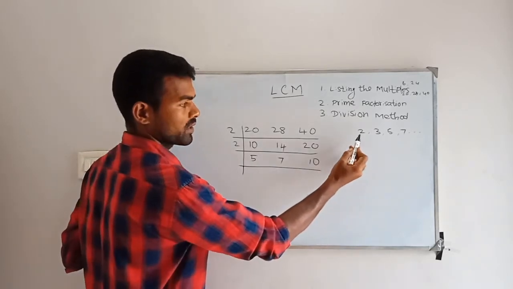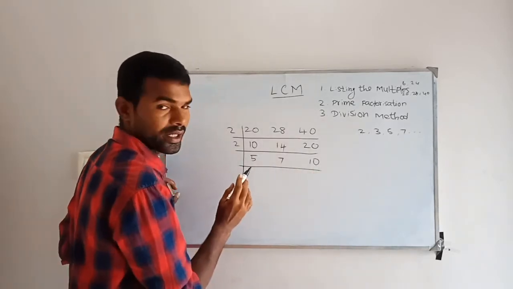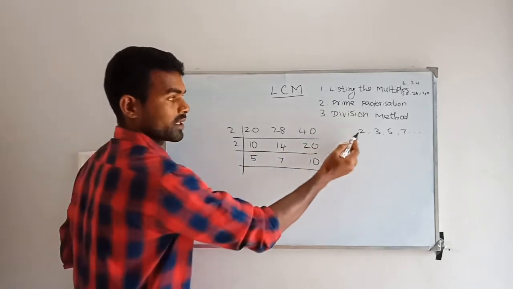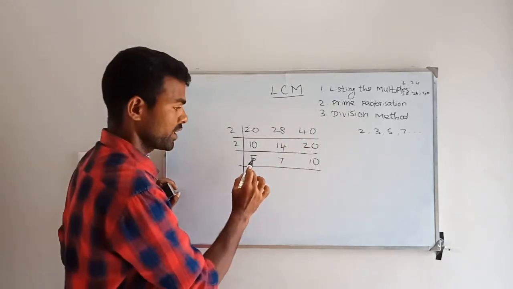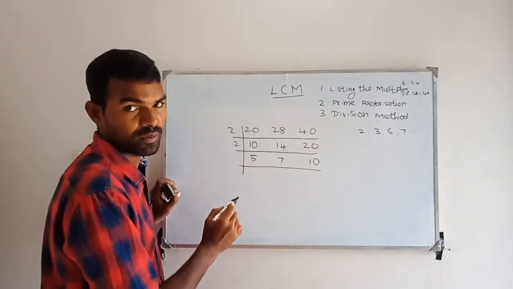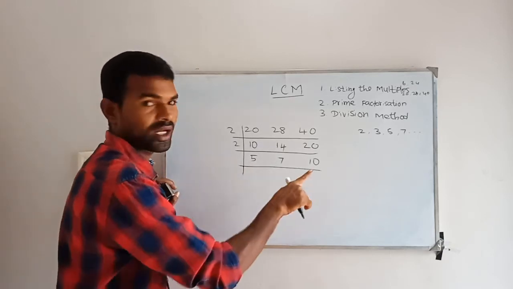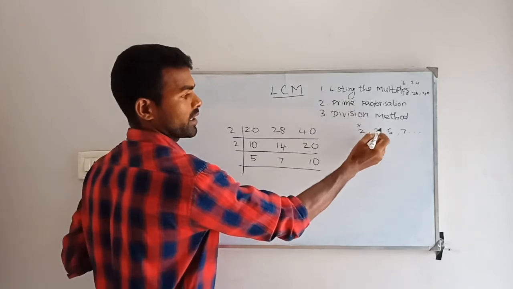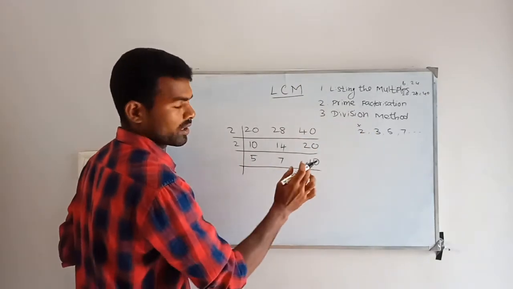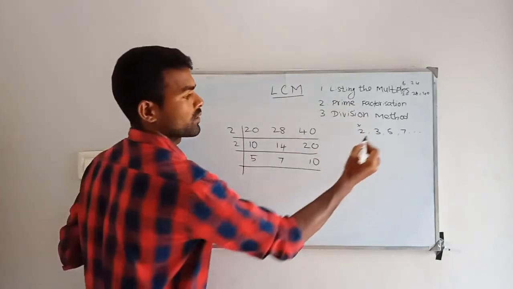Now which number is possible to divide? It is possible to divide by 2. I told you if you take 2, it must divide a minimum of 2 numbers. You cannot divide 5 and 7 by 2. Only one number, so leave it. And take 3. If you take 3 you can't divide any number, so leave it.